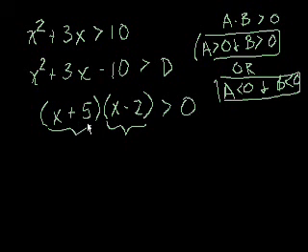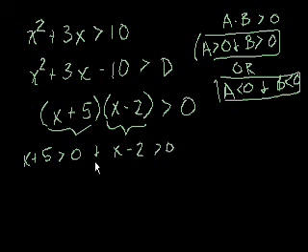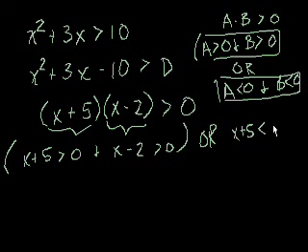So we know that either both of these are positive, so x plus 5 is greater than 0 and x minus 2 is greater than 0. Or, right? Now this is a little confusing, but if you work through these problems, it actually makes a lot of sense. Or they're both negative. Or x plus 5 is less than 0 and x minus 2 is less than 0. I know that's confusing, but just think of it in terms of we have two expressions. They're either both positive or both negative, right? Because when you multiply them, you get something larger than 0.